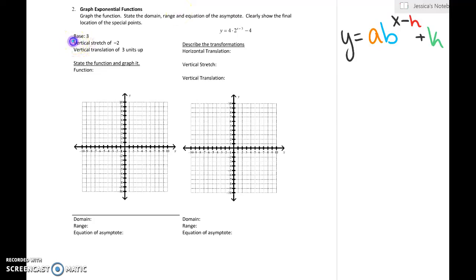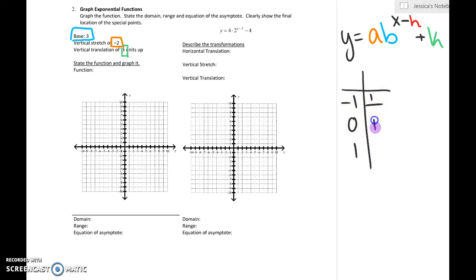So here, your base is 3, that's blue because that's my b. Vertical stretch is your a value, so vertical stretch of -2. And then a vertical translation, that's going to be your k, so that's 3 units up, which means if I didn't mention a horizontal, that's going to go ahead and be 0.